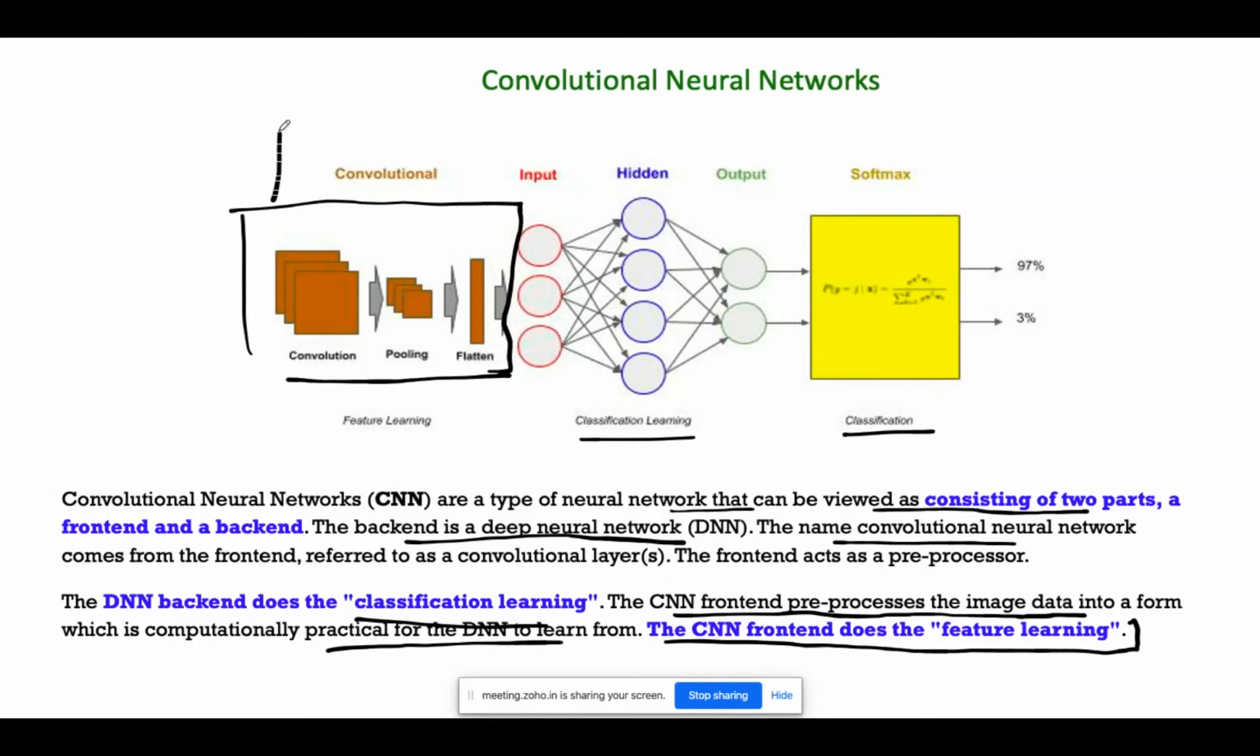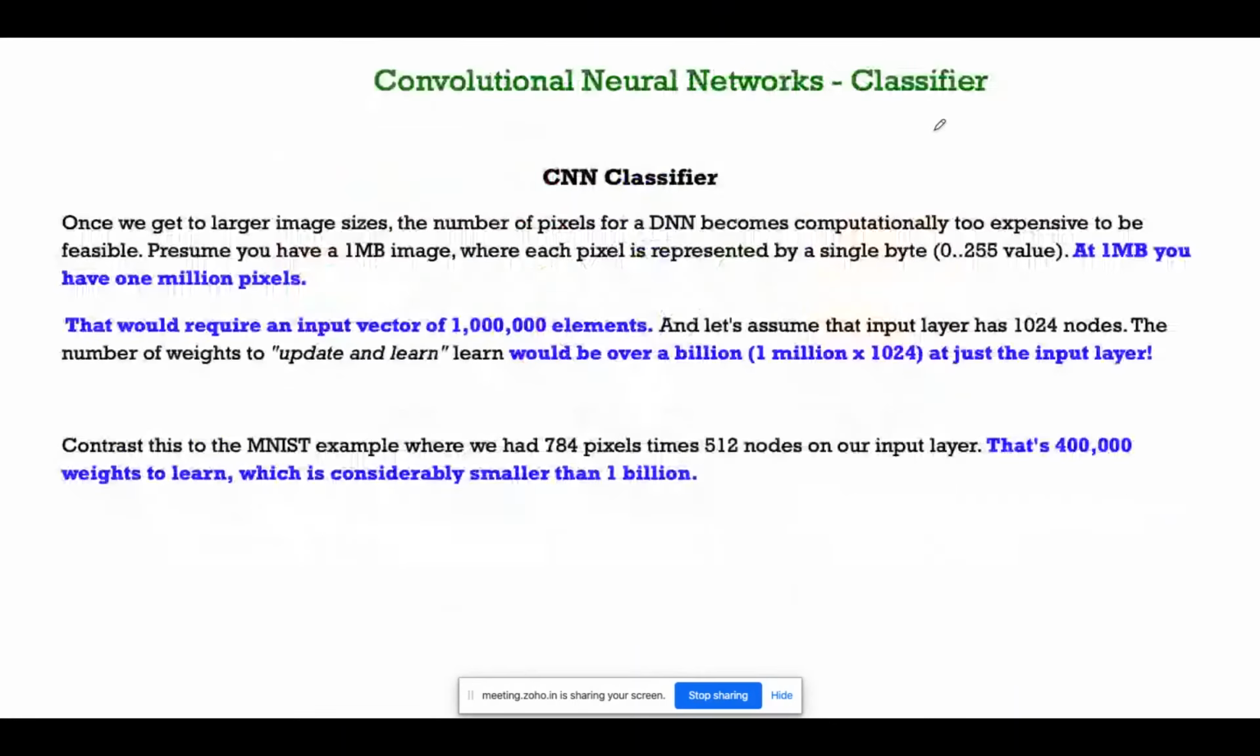CNN, what does it do? It does the feature extracting from an image. CNN classifier. Once we get a larger image, the number of pixels makes the DNN computationally too expensive to be feasible.